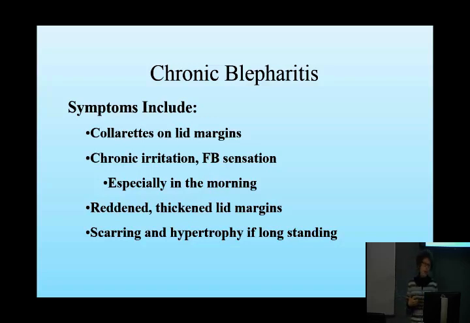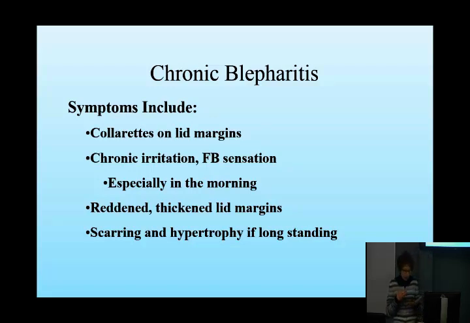One of these that's really common is something called chronic blepharitis. Chronic blepharitis is an inflammation along the lid margin. It is actually a skin condition. So it is related to cradle cap. It is related to sebaceous issues of the skin.